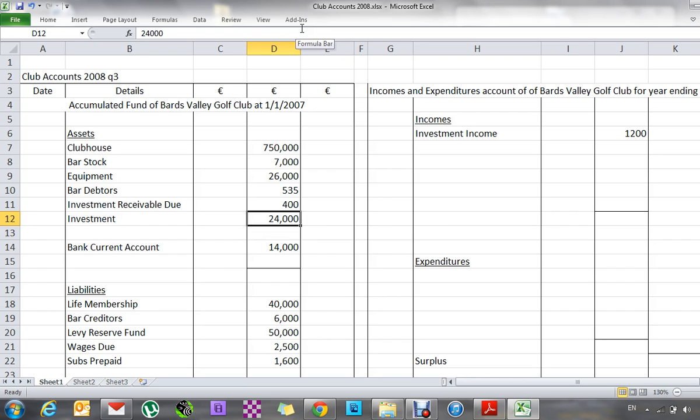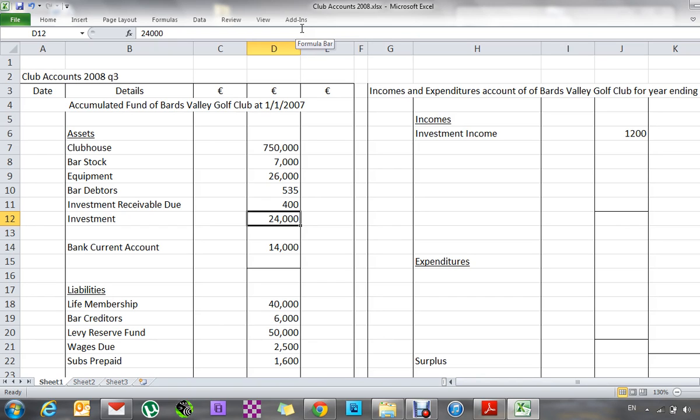Okay, just say that again. The income that we should have received is 1,200. We actually received 1,600, but that 400 was owing from last year, so we only actually received 1,200 for this year. That represented 5% of the value of the investment, so therefore the investment must have been 24 grand, or 20 times that figure, because 5% is 1/20th of the overall investment.